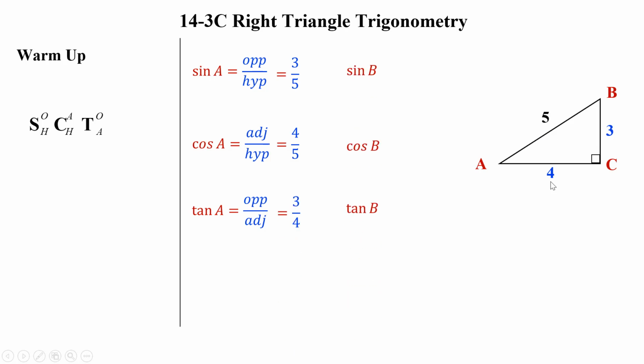Alright, we can do sine B, cosine B, and tangent B also. Take a quick look at those. Sine B is going to be opposite over hypotenuse, so the opposite of B is 4. Cosine B, adjacent over hypotenuse, 3/5. And tangent of B, opposite over adjacent.